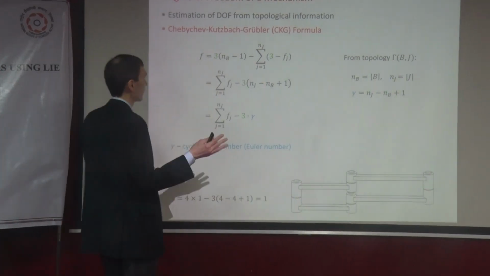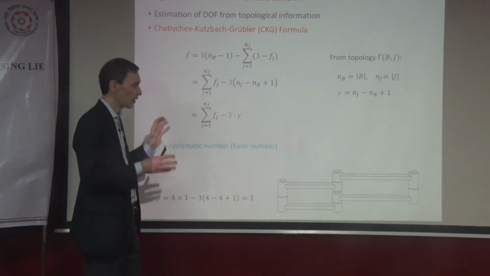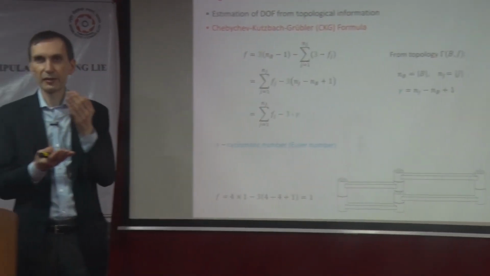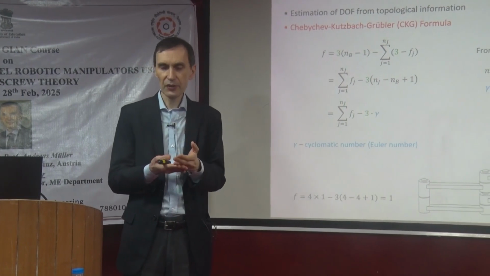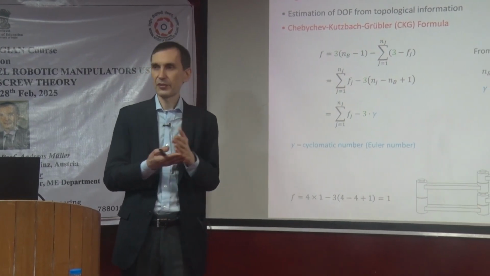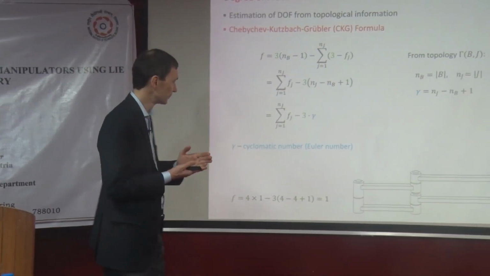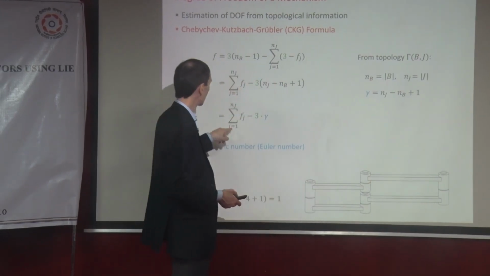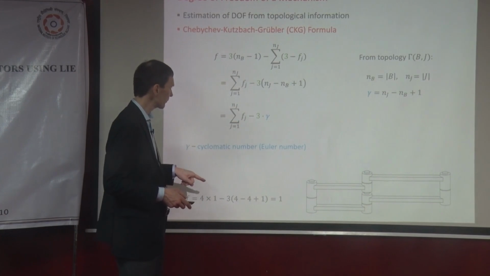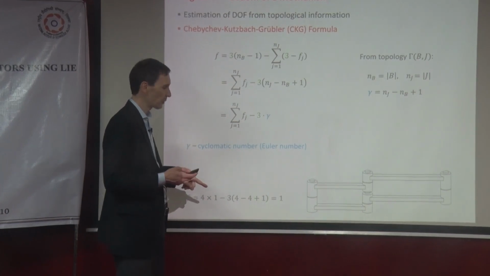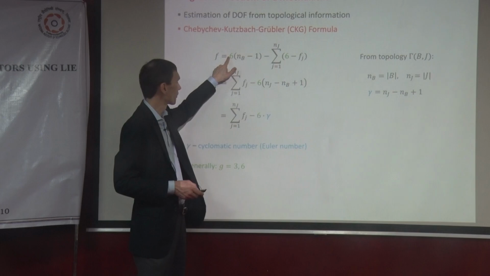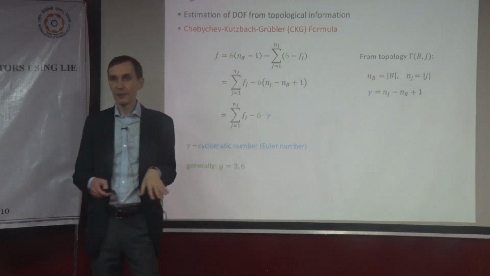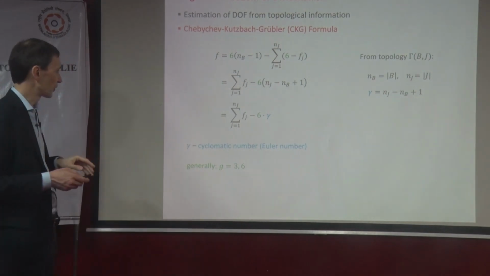So whenever you have a topological graph, the only thing you have to count is the number of bodies, the number of vertices, and the number of edges, which is the number of joints. Then you have to say, is it a planar mechanism? Then it's exactly this one. Or if you have a spatial mechanism, then the 3 becomes 6, as we said before. And that's it.